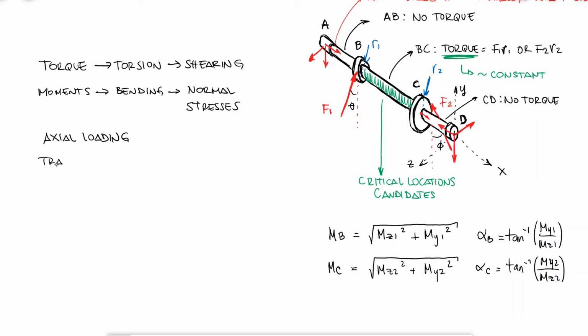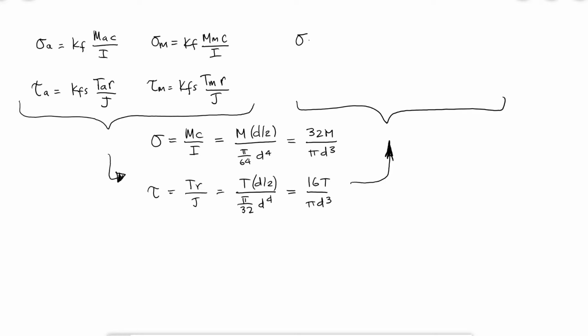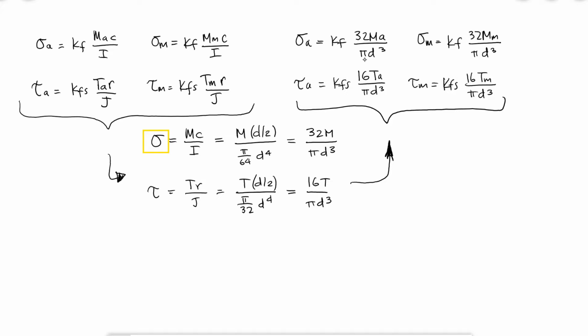Therefore, taking into account only normal stresses from bending and only shearing stresses from torsion, we can write general expressions for the mean and alternating stresses, including fatigue stress concentration factors, in terms of the mean and alternating moments and torques. Assuming solid, round cross-section shafts, we can write these expressions in terms of the diameter. For a stress element with a sigma x for bending and a tau xy for torsion, we can find the principal stresses, and it works for both the alternating and the mean values.